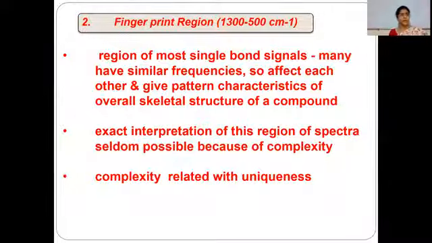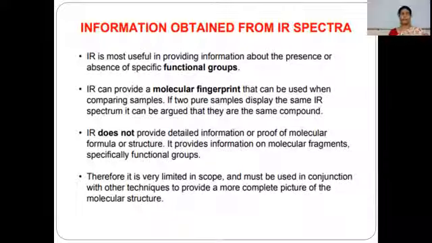So the fingerprint region is the region of most single bond signals. Many have similar frequencies, so they affect each other and give a pattern characteristic of the overall skeletal structure of a compound. Exact interpretation of this region of the spectrum is difficult because of the complexity, and this complexity is related to the uniqueness of the spectrum.